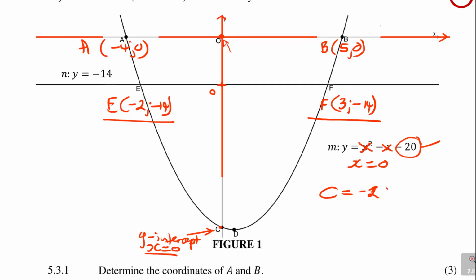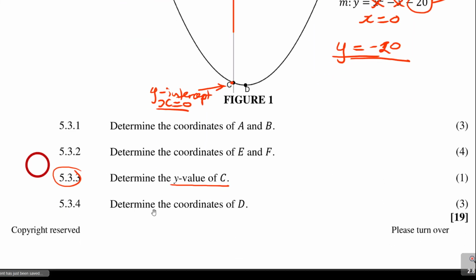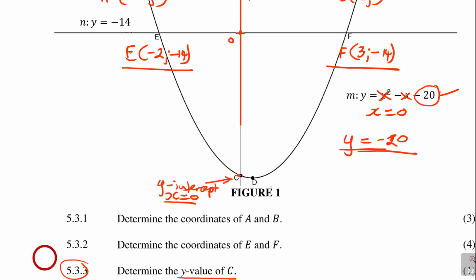You see that? So now they said, determine the y value of c. So here, you can make it y. So say y is equal to minus 20. Alright, that's why it's 1 mark. You see, it didn't need a lot of marks. And then determine the coordinates of D. Now, what is special with D? D is the turning point, TP.